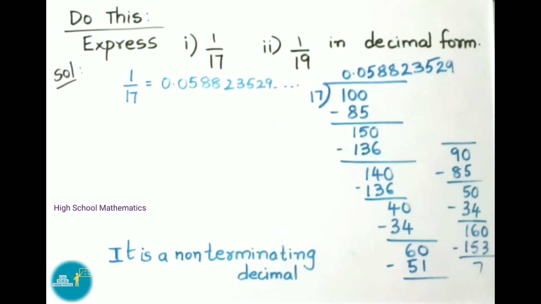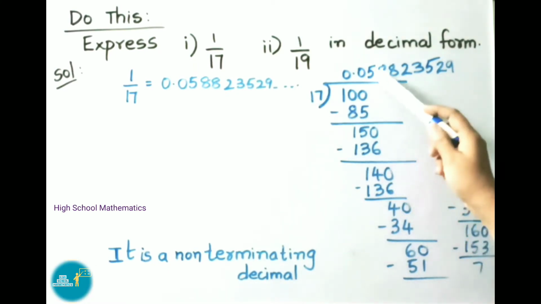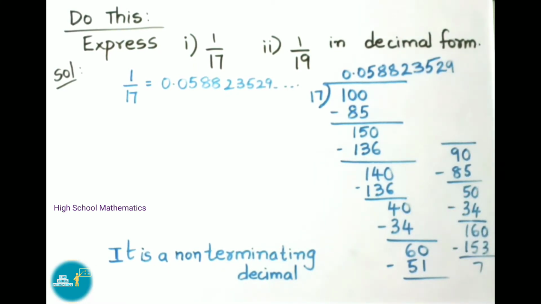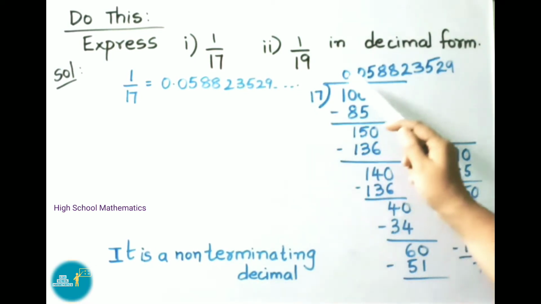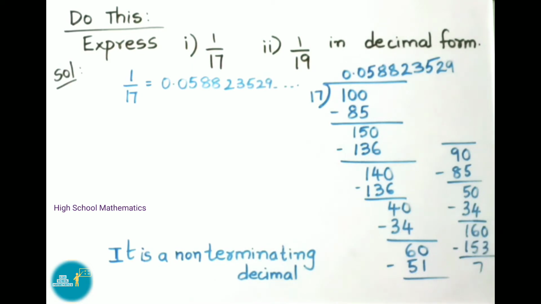Now the number is 150. 17 times 8 is 136. 150 minus 136 is 14. That value is less than 17, so decimal is there, add a 0. Now the number is 140. Again 17 times 8 is 136. 140 minus 136, we get a remainder 4, which is less than 17. So decimal is there, add a 0. Now the number is 40. 17 times 2 is 34. So 40 minus 34, we get a remainder 6, which is less than 17.